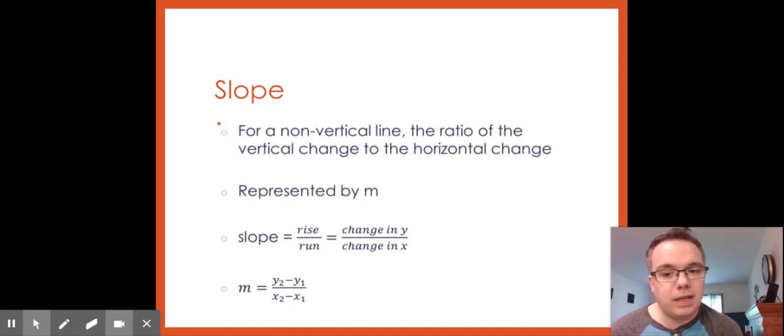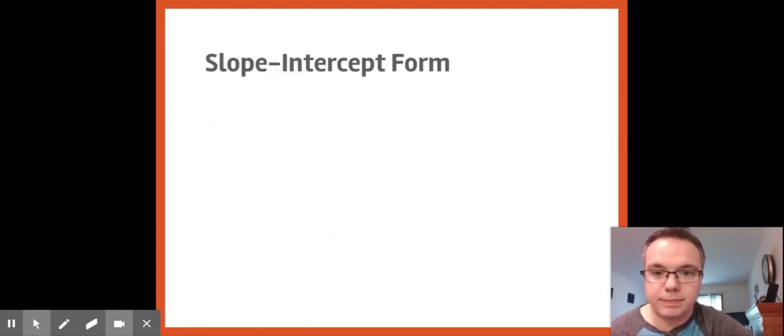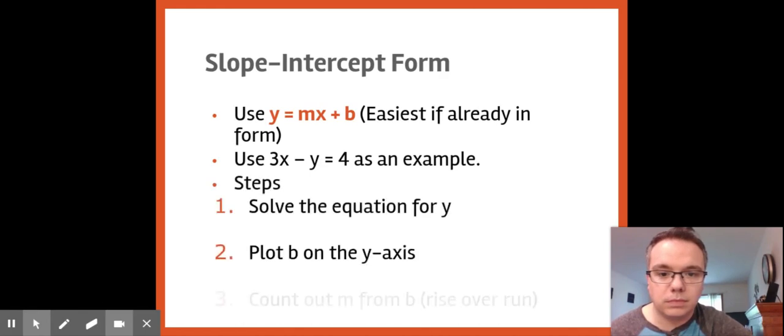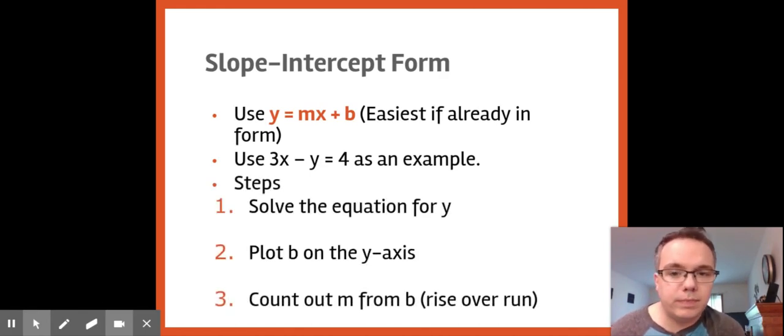And how we find it, if we have 2 points, is we subtract the y1 from the y2 over the x1 from the x2 from the coordinates of the points. So slope is how fast our line either rises or falls. It's a change in y to change in x. So here's what we're going to do.